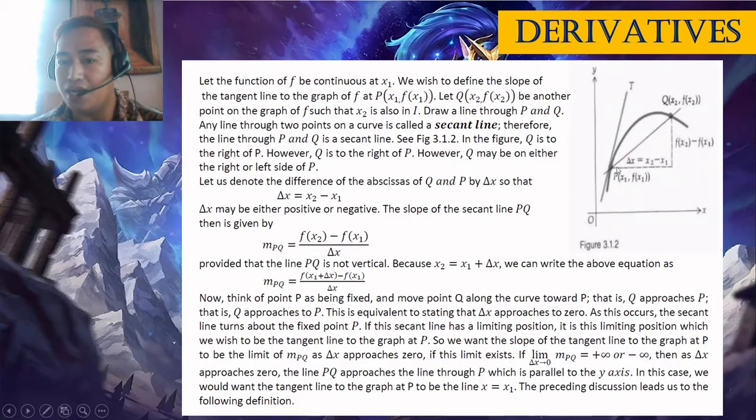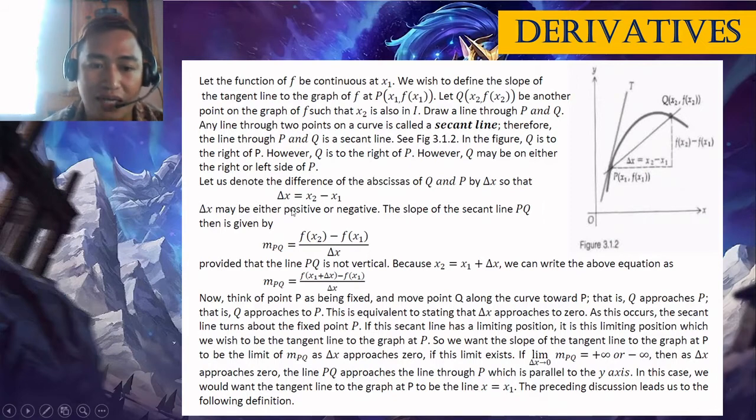These are the lengths: delta x, and f of x sub 2 minus f of x sub 1. Provided that the line PQ is not vertical. The line PQ must not be vertical. Because x sub 2 is equal to x sub 1 plus delta x, we can write the above equation as f of x sub 1 plus delta x minus f of x sub 1 over delta x.